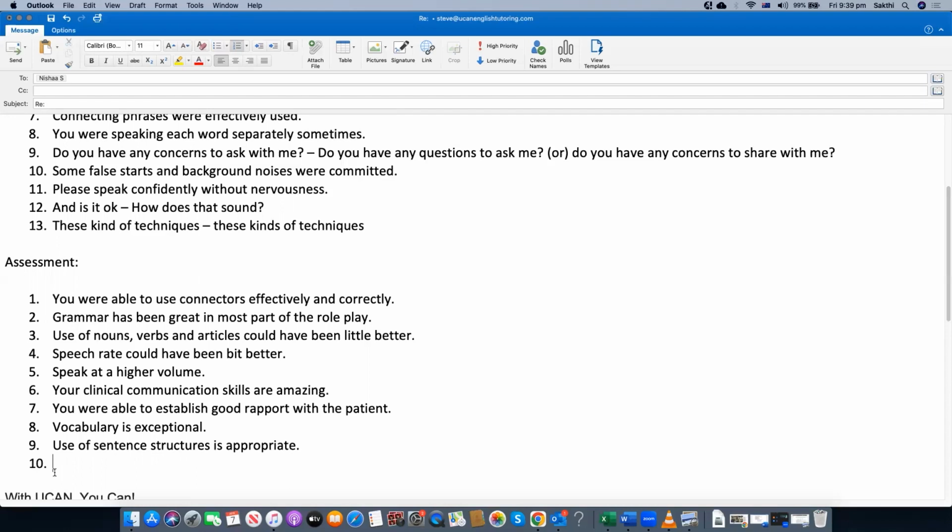You should improve some areas. For example, pronunciation. Pronunciation could have been a little bit better, with reductions in background noises and some false starts, because you have committed a few background noises and false starts. You didn't commit so many, but there were definitely a couple of them. So I wish you to work on this area so that you can get a higher score.